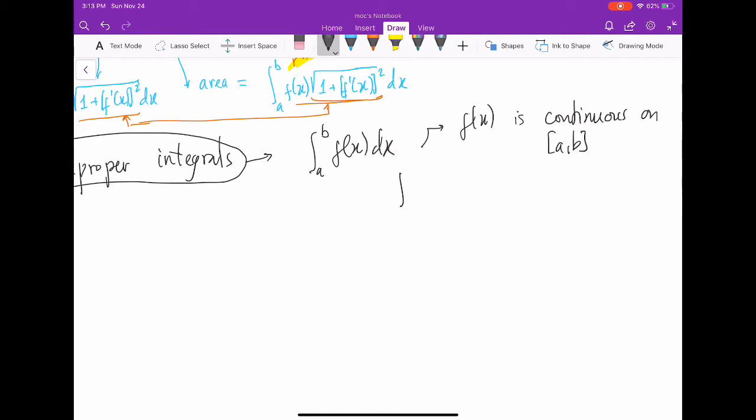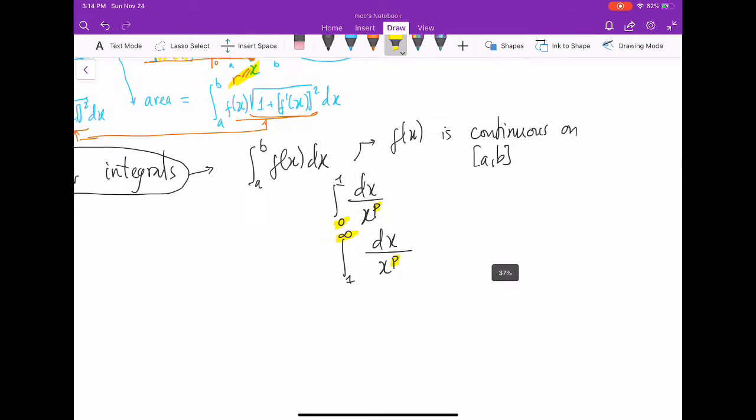Like the integral from 0 to 1 of dx over x to p, or the integral from 1 to infinity of dx over x to p. You see, when p is bigger than 0, 1 over x to p is not defined at 0. So that is an improper integral, right? So in such a situation, we need to consider limits, right?